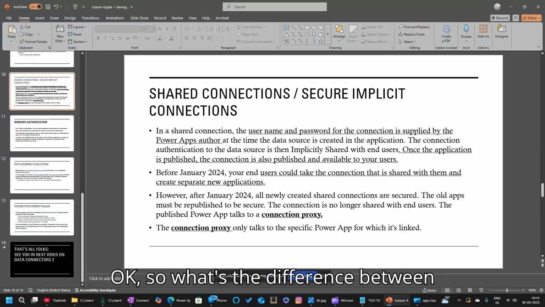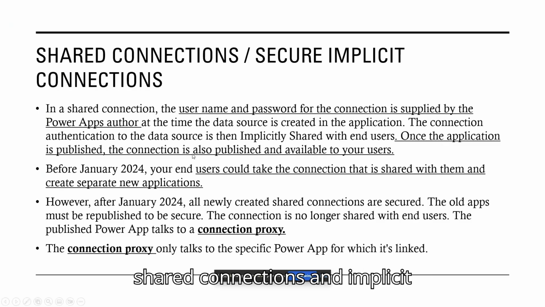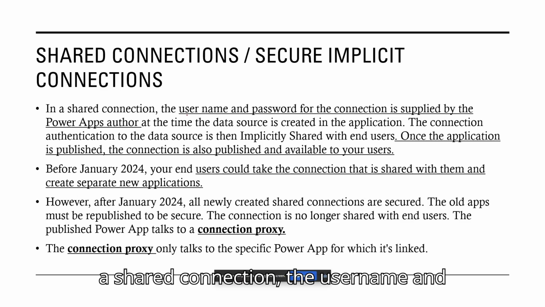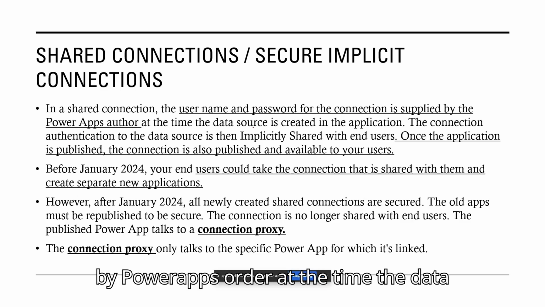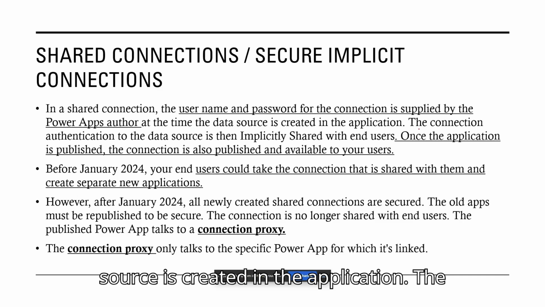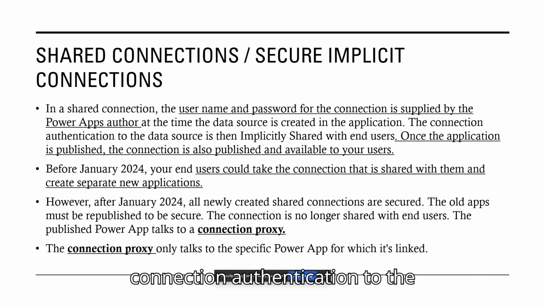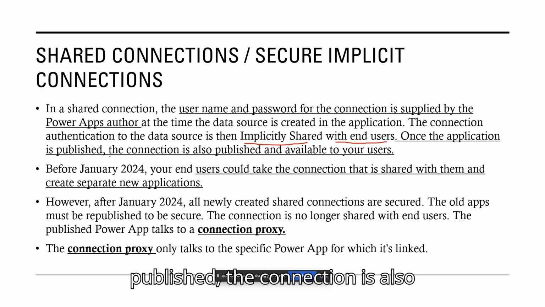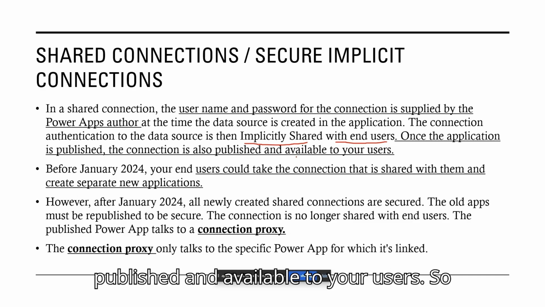Okay, so what's the difference between shared connections and implicit connection? In a shared connection, the username and password for the connection is supplied by the Power Apps author at the time the data source is created in the application. The connection authentication to the data source is then implicitly shared with the end user. Once the application is published, the connection is also published and available to your users.